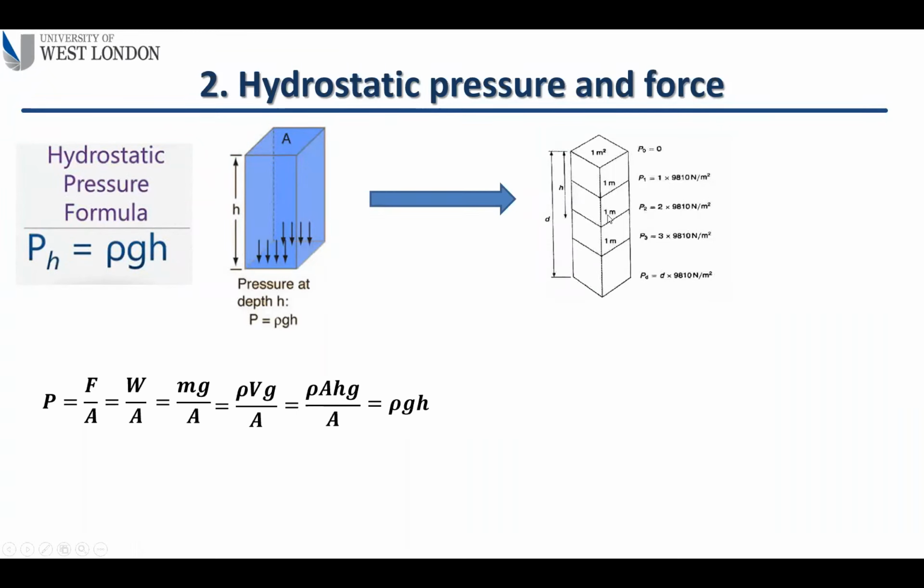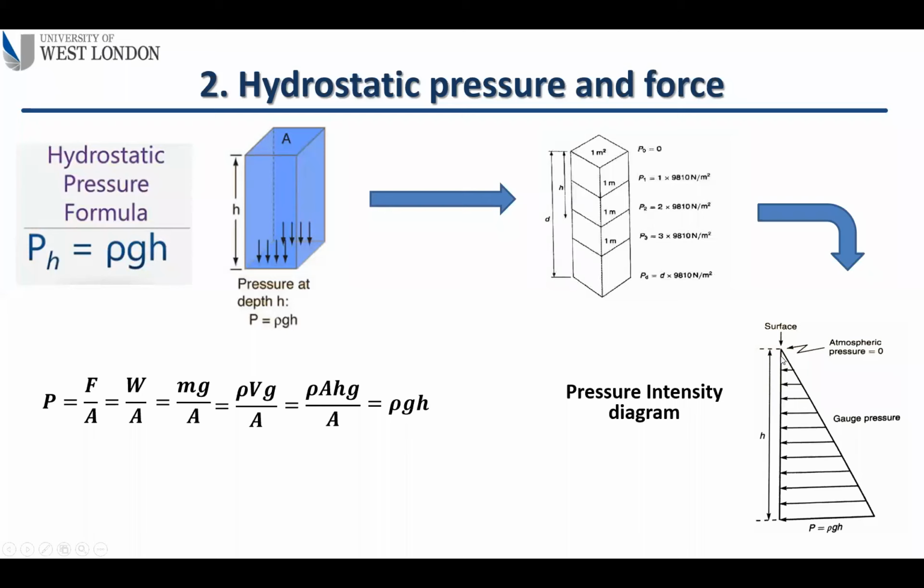So that's for 1 meter. If we go another 1 meter below, we have a 2 meter height, so it is 2 times 9,810, and so on. For every 1 meter lower, we multiply by the depth from the water surface. And at the end, if you have a depth of D, it is D times 9,810 Newton per square meter.